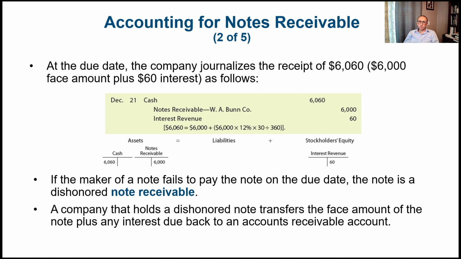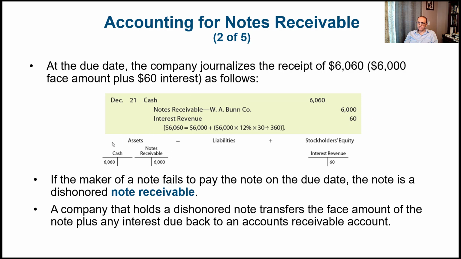So at the due date, the company journalizes the receipt of $6,060. And we'll see how we get the $60, which is the interest. It's the $6,000 multiplied by 12%, multiplied by 30 days divided by 360, and that would be $60. So the total value is $6,060. That's the amount of cash received on the maturity date, which is December 21st. And then we are going to get rid of the note by crediting the notes receivable for $6,000. And then the interest revenue, and remember, revenues are always on the credit side, so we are going to credit the interest revenue for $60.